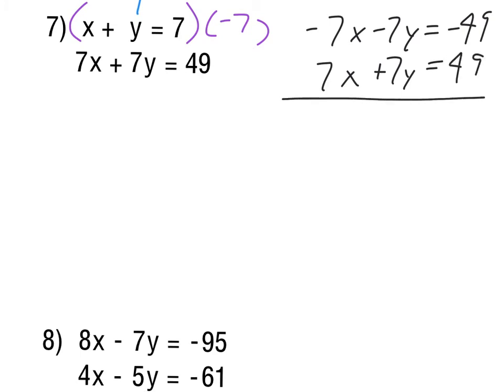So I'm ready to add those together, but everything cancels out. Notice the x's cancel out, the y's cancel out, so I have nothing on the left. The negative 49 and 49 cancel out, so I have nothing on the right. So all the variables are gone. I end up with a true statement. That means these are dependent equations. So there's infinitely many solutions, but I need to describe those.